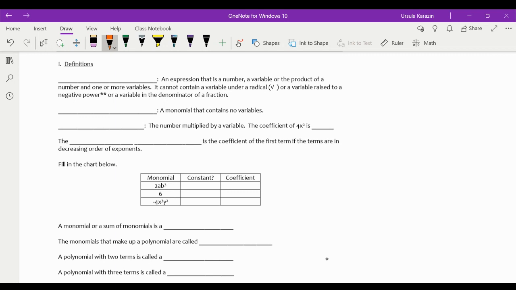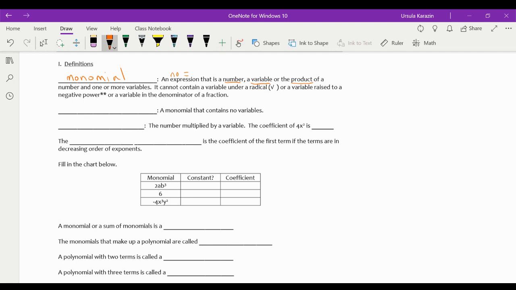And the first one is a monomial. Now there's a lot to this one, so let's make sure we understand it. First of all, it's an expression. So remember, an expression does not have an equal sign. An equation has an equal sign. So it's an expression. Now it could have a number, could have a variable, or it could be a combination. Okay? It could be a product of them.